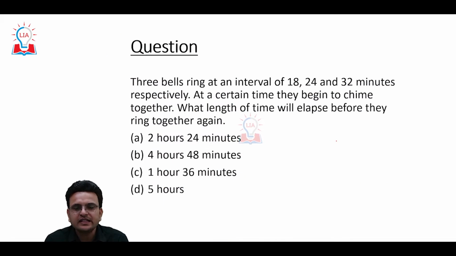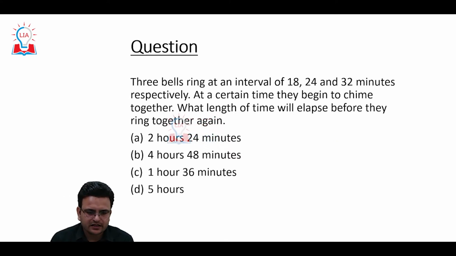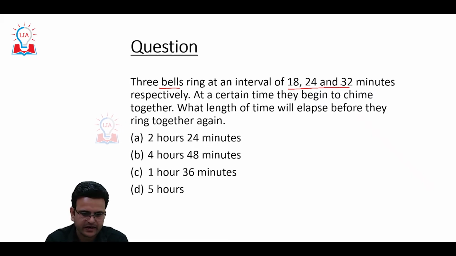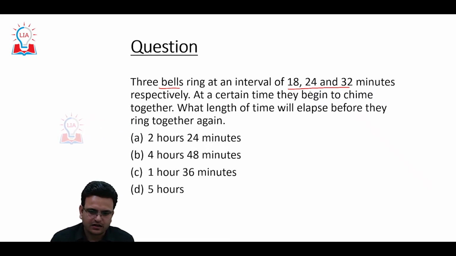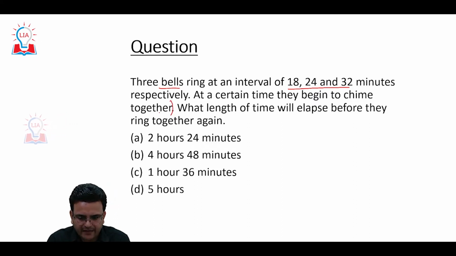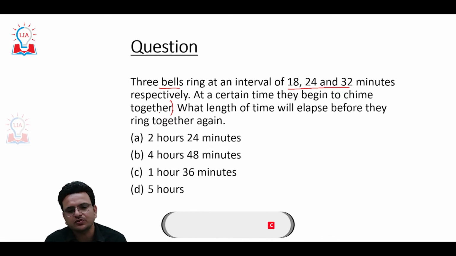Now we will see some questions. Okay, this is the question. 3 bells ring at intervals of 18, 24, 32 minutes respectively. At a certain time they begin to ring together. What length of time will elapse before they ring together again?